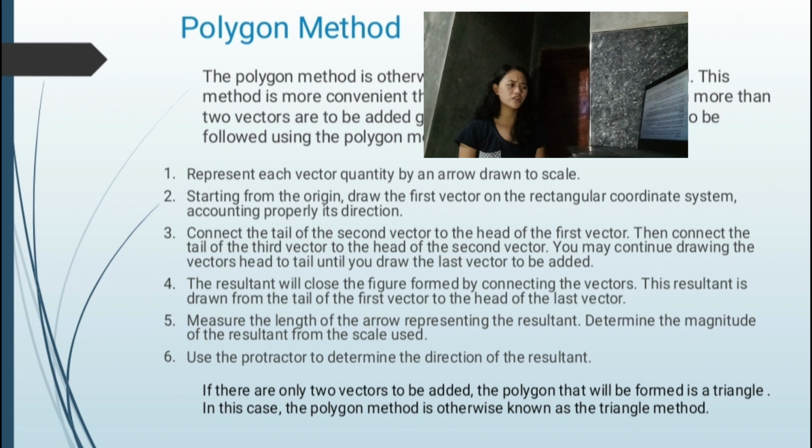If there are only two vectors to be added, the polygon that will be formed is a triangle. In this case, the polygon method is otherwise known as the triangle method.